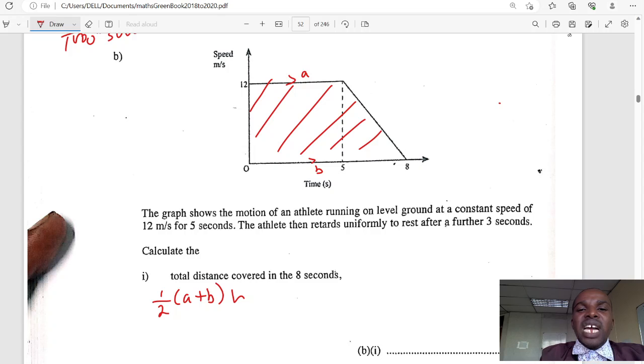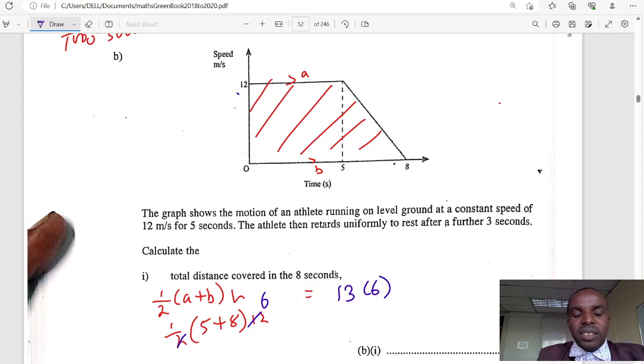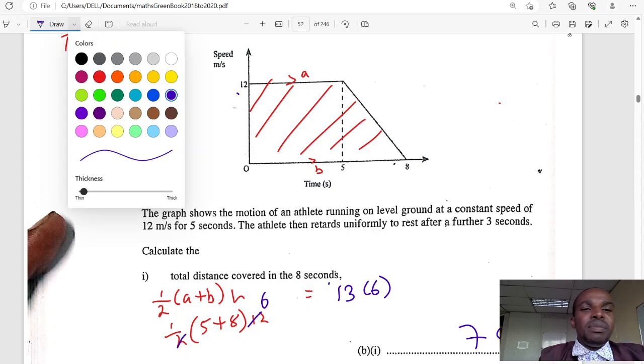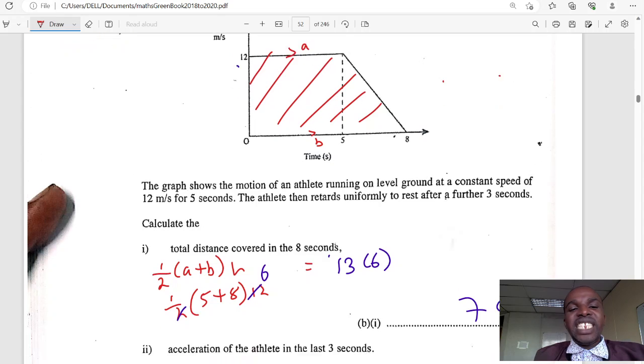So your A is actually 5. So it's half, from 0 to 5, plus B, which is 0 to 8, is 8. Then times height, which is 12. Then you simplify. Half, or 2 into 12, is 6. 5 plus 8 is 13. 13 times 6 is 78 meters. That's the distance that has been covered or traveled in 8 seconds.